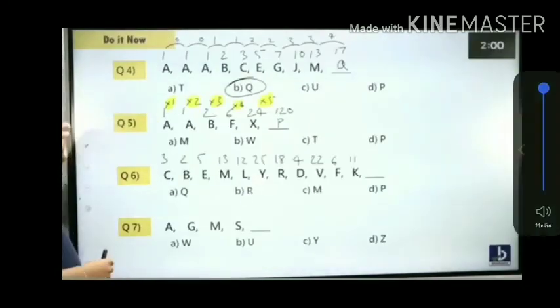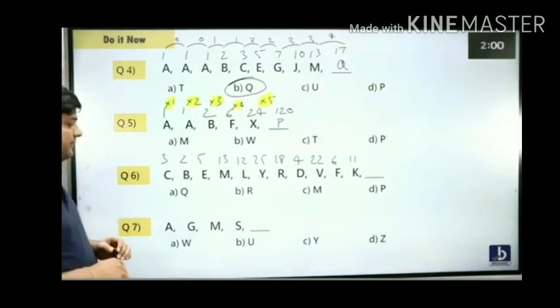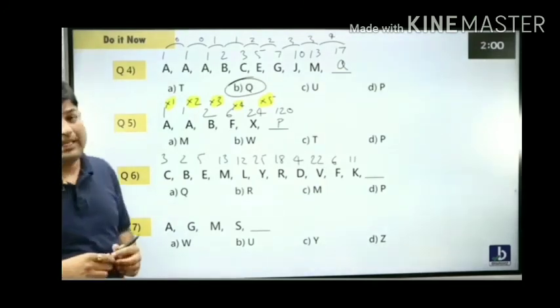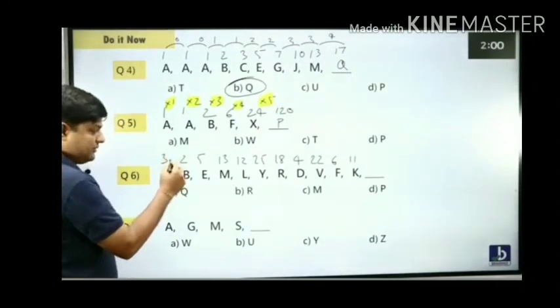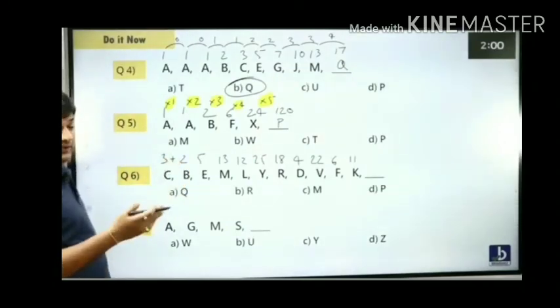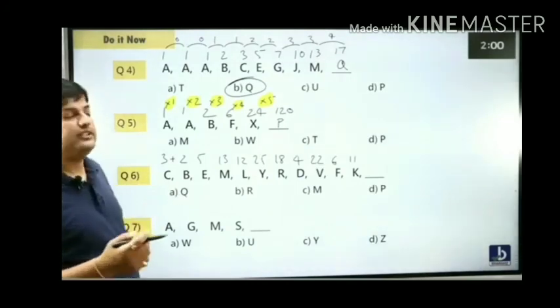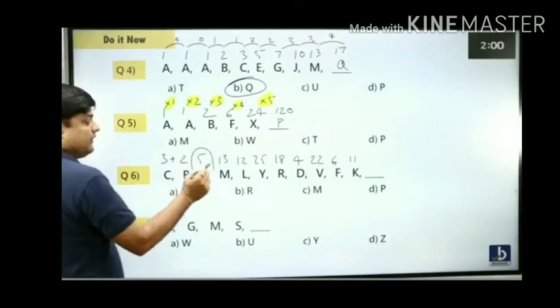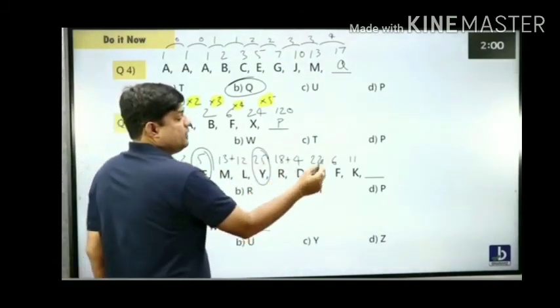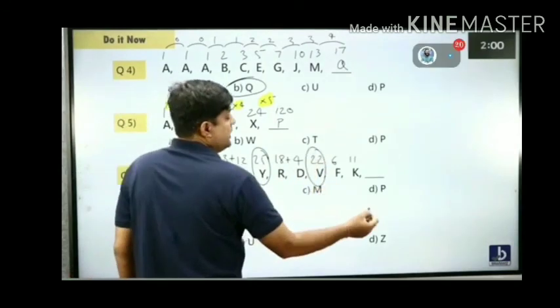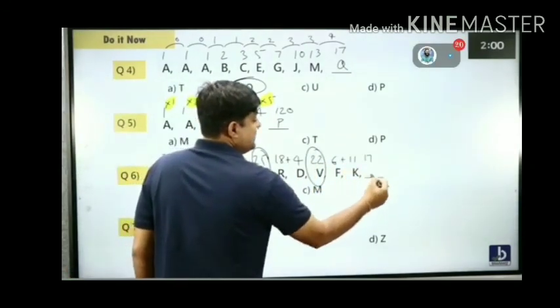Clear? Now, what is the logic behind this? Yesterday I told you about the last number series, you remember? Ups and downs, it should be alternate. If alternate doesn't work, we know that it should be consecutive. 3 plus 2 is 5. 13 plus 12 is 25. 18 plus 4 is 22. If you want the answer, 6 plus 11 is 17. 17 stands for Q.